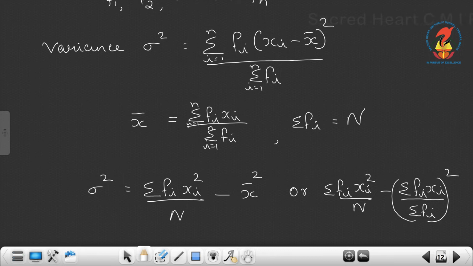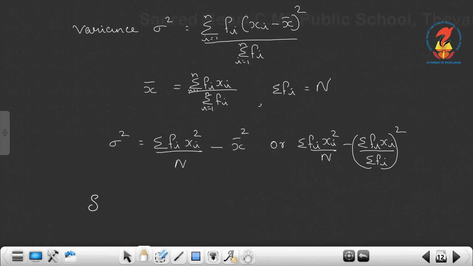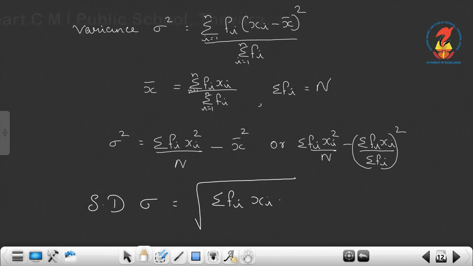Now what is standard deviation? This is variance. Sigma square means variance. Standard deviation is sigma, that is square root of this variance. This one is the basic formula. In some cases we use this formula; that's why I am giving that formula also. Sigma fi is same as capital N.